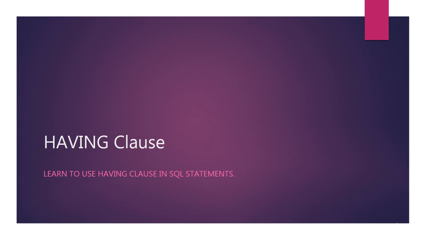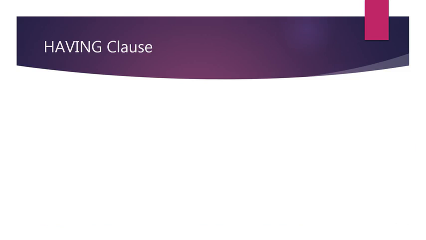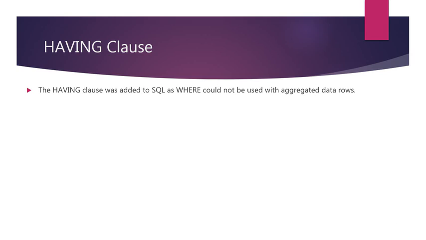In this lecture, we will learn about using the HAVING clause in SQL statements. Since the WHERE clause could not be used with aggregated data rows, the HAVING clause was added to SQL. The purpose of the HAVING clause is to filter the group rows produced by the GROUP BY clause.